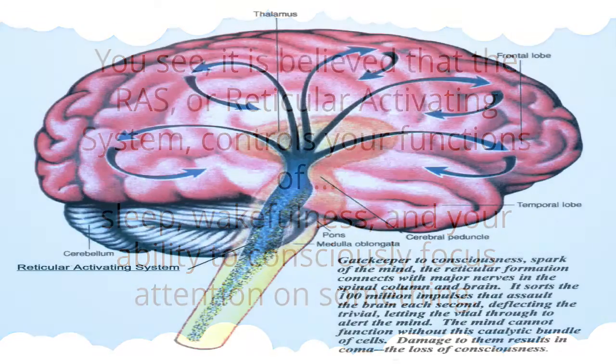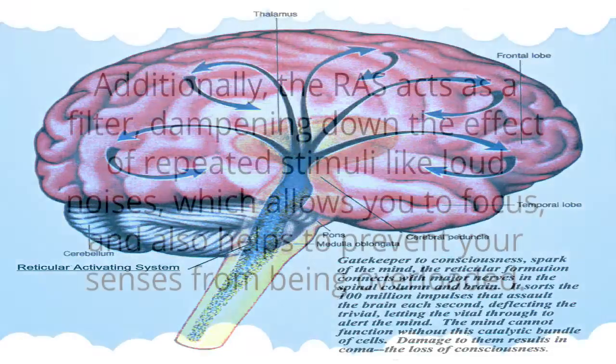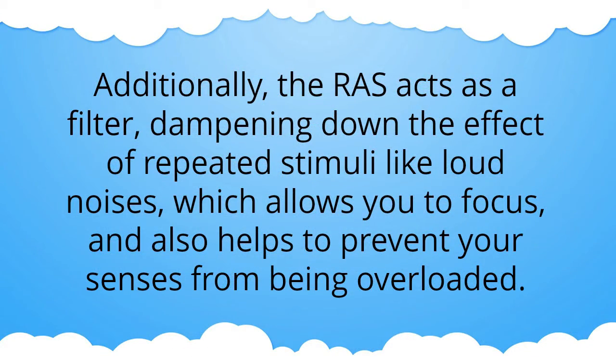You see, it is believed that the RAS, or reticular activating system, controls your functions of sleep, wakefulness, and your ability to consciously focus attention on something. Additionally, the RAS acts as a filter, dampening down the effect of repeated stimuli like loud noises, which allows you to focus and also helps to prevent your senses from being overloaded.